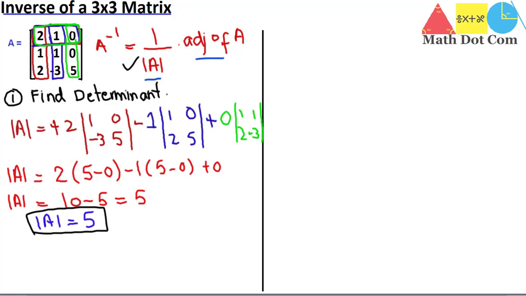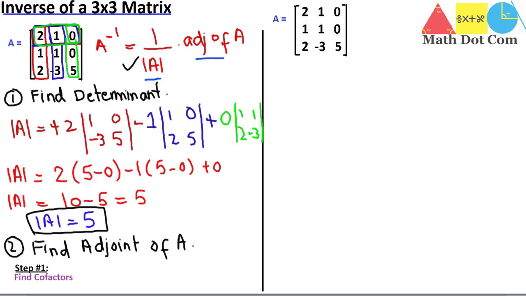So let's start finding the adjoint in step 2, find adjoint. For finding the adjoint we again have 2 steps. So step number 1 for finding the adjoint of A is to find the cofactors. So what is the cofactor matrix? Let's write the cofactor matrix quickly, as we have discussed in the previous lecture. So it will be Aij equals to, so this is a cofactor matrix.